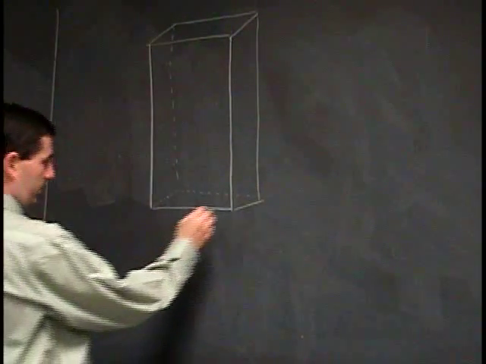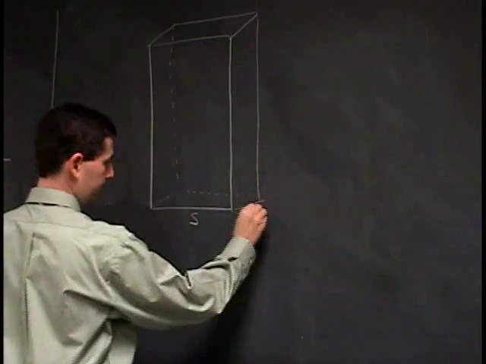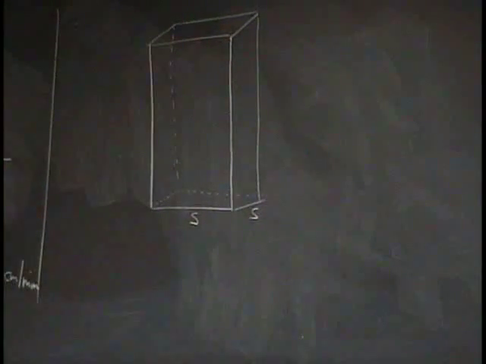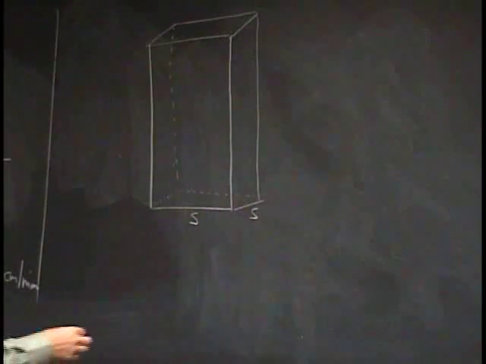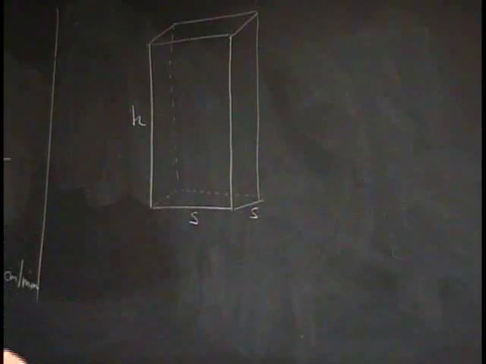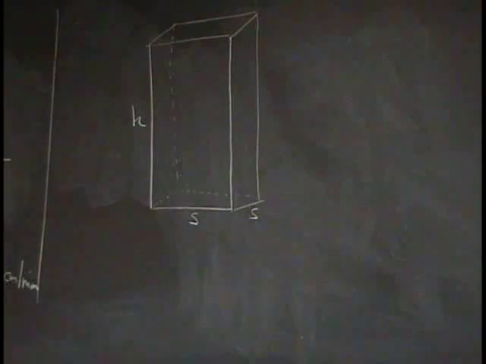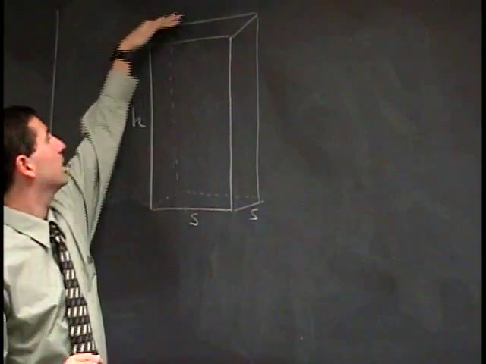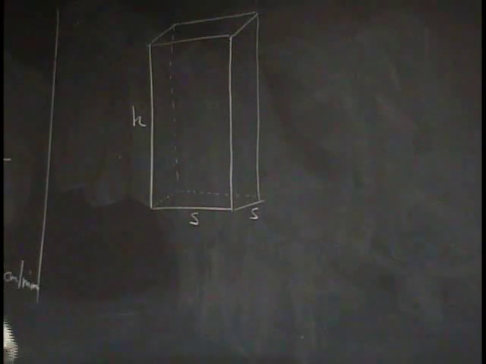Supposed to be roughly a box, and the base is a square. So I have a box with a square base and some height. That's what I'm going to build, and there's no top on the box, right? So it's an open-topped box.